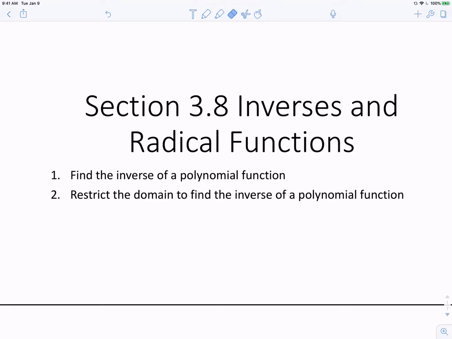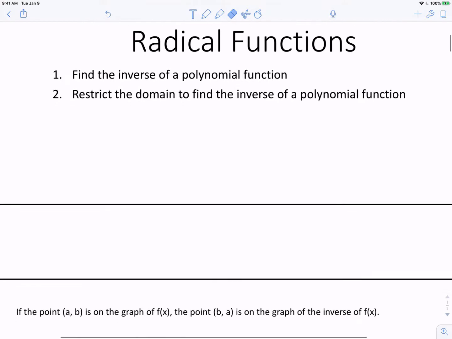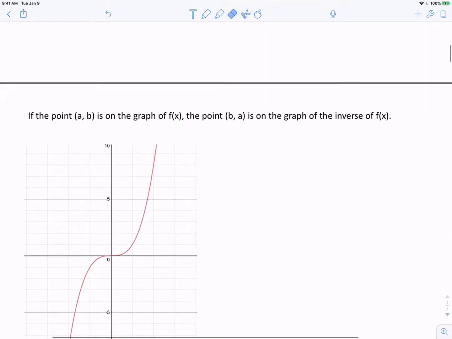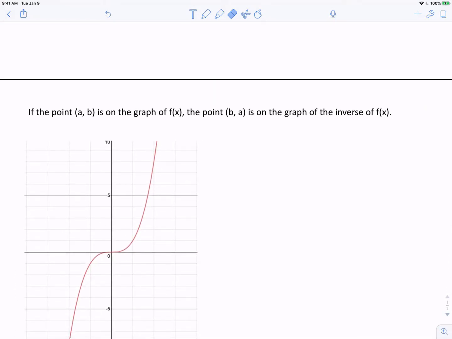Section 3.8, Inverses and Radical Functions. Find the inverse of a polynomial function and restrict the domain to find the inverse of a polynomial function. We've done inverses before, so some of this should sound very familiar to you.